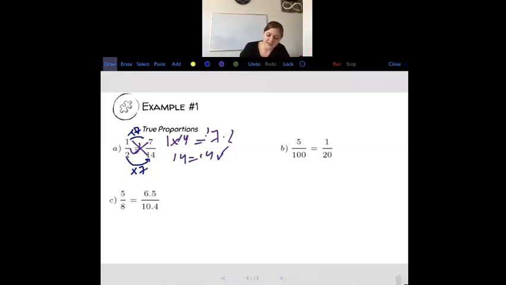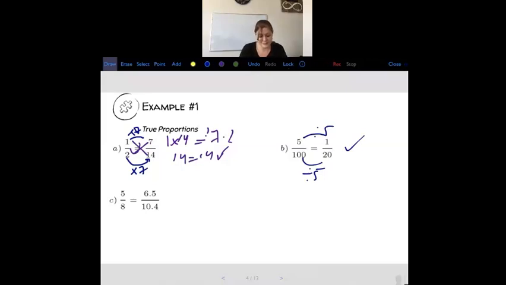In example B, to get from 5 to 1, we divide by 5. It's always multiplication and division, by the way, never addition or subtraction, because when you're using a proportion or when you're scaling, it's always by a factor of 2, or you're reducing it by half. So it's always involving multiplication or division. 100 divided by 5 is also 20, so this would be a true proportion.